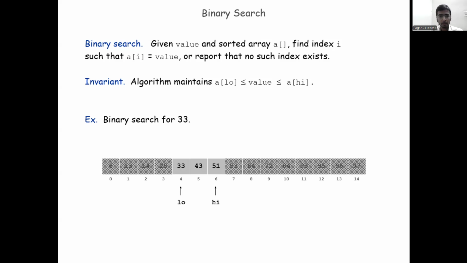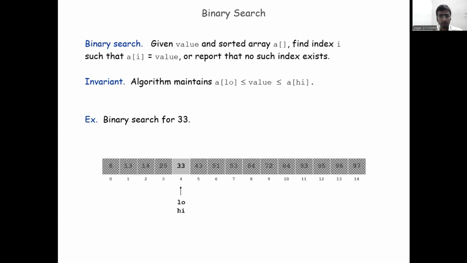Now we are going to start the third iteration. We find the mid index again, that is 5. Our mid value is greater than the key. So we are going to consider the left part of the array. So high equals mid minus 1.